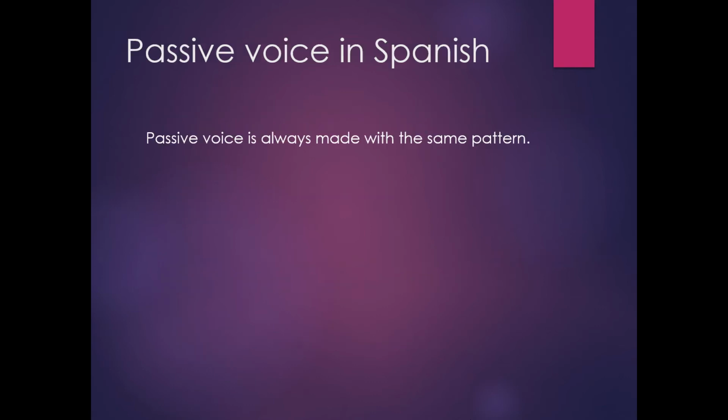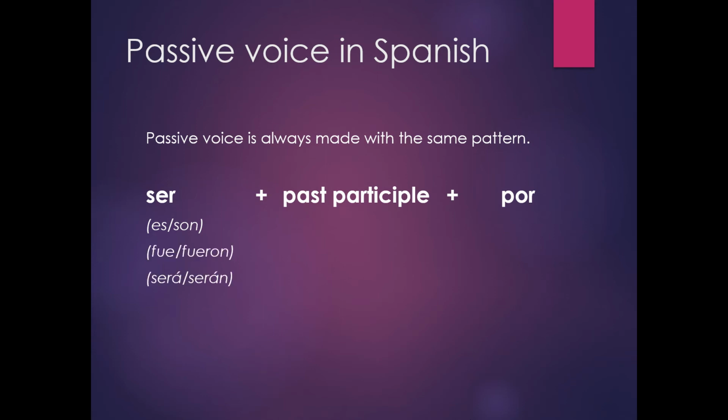Passive voice in Spanish is always made with this pattern. We're going to use the verb ser in one of its conjugations, the past participle, which is going to agree in gender and number with the subject, plus the word por, which means by. And for that verb ser, I could put it in a variety of tenses. I could say the cookies are eaten by Maria. The cookies were eaten. The cookies will be eaten by Maria. So I can put it in a variety of different tenses. In the rest of my examples, I'm going to use the preterite fue and fueron.